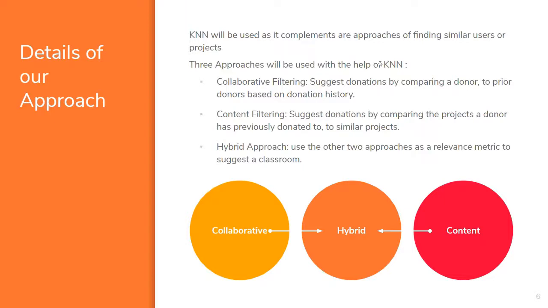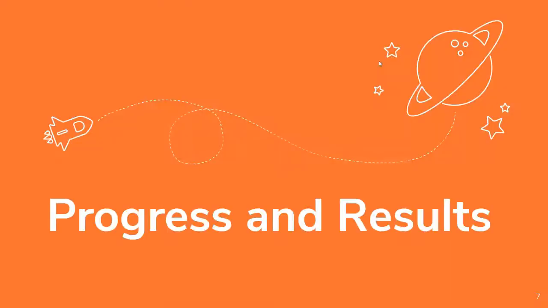The first one will be collaborative filtering, which will suggest donations by comparing donors to prior donors based on their donation history. We will also be doing content filtering, which will suggest donations by comparing projects a donor has previously donated to with similar projects. And then we will use a hybrid approach that will combine the 2 approaches by using a relevance metric. We will explore the details of these approaches later. So let's see what progress and what results we have found yet.